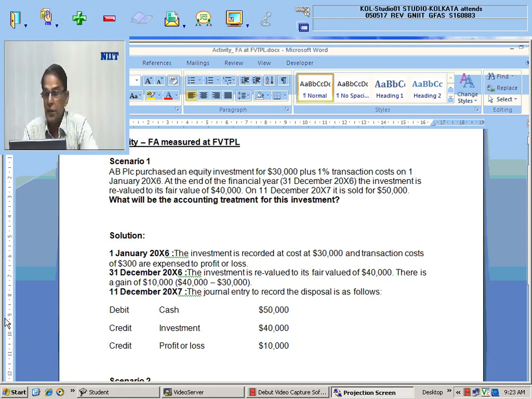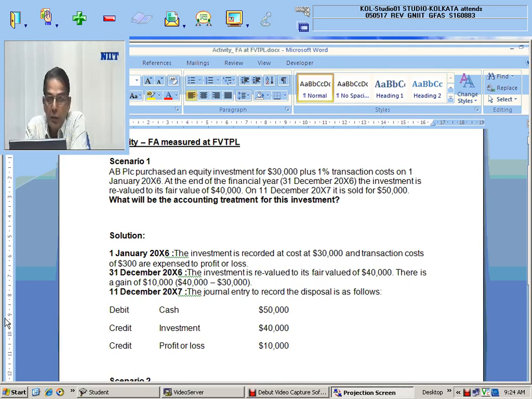At the year end, 31st December 2006 is the reporting date, the investment is revalued to its fair value of 40,000. Since the investment is now subsequently measured at its fair value, the asset value will be 40,000, and the difference between the initial measurement and the subsequent measurement of the asset's value will be considered a gain. It will be credited to the profit and loss account.